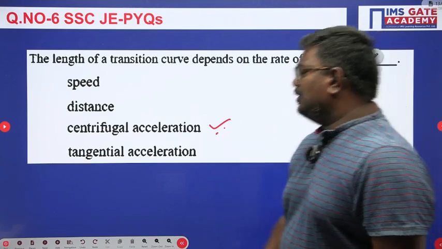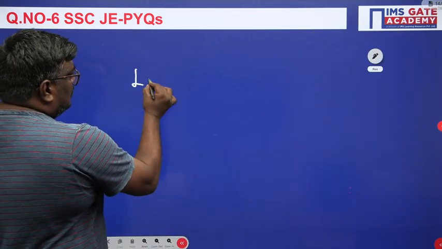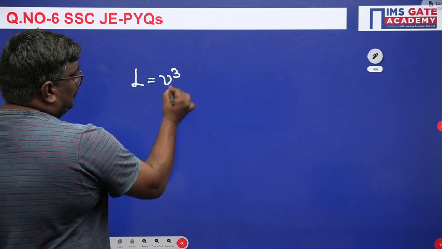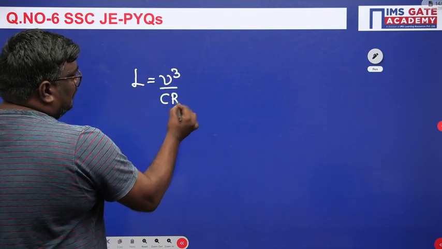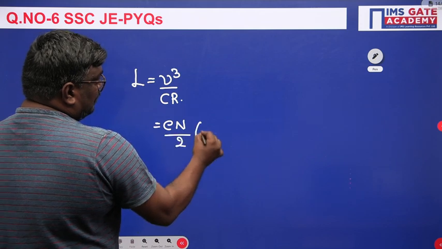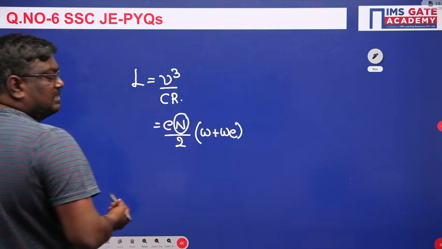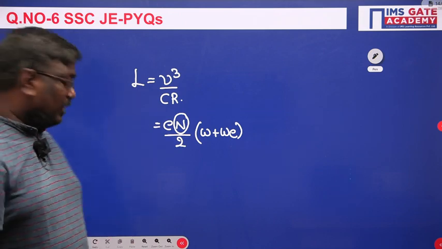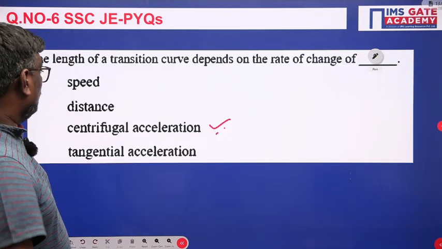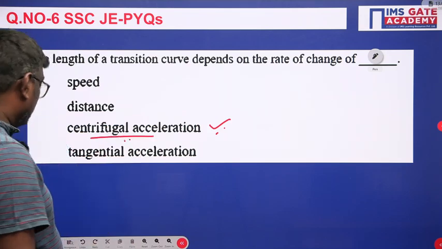Why? Because, students, if you talk about the length of the transition curve, it is given by the formula V cube by CR, or it is also given as N by 2 into (W L plus W E). So what is N here? N is nothing but the rate of change of centrifugal acceleration. So here you can say rate of change of centrifugal acceleration is the correct answer.